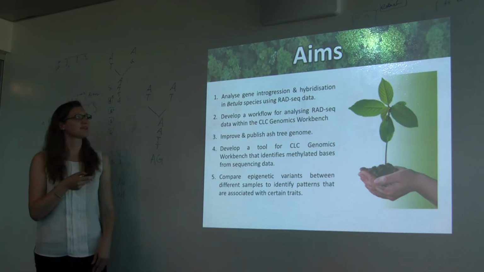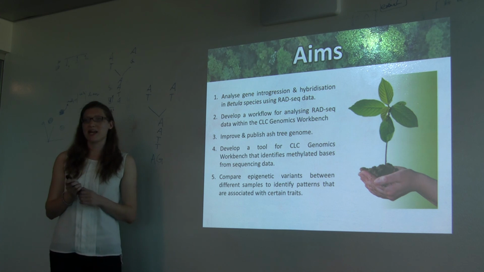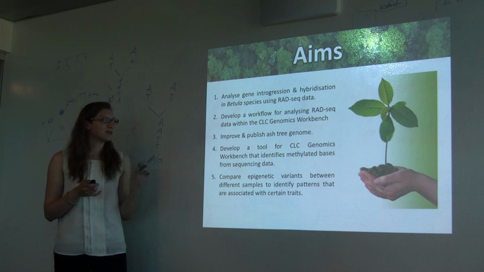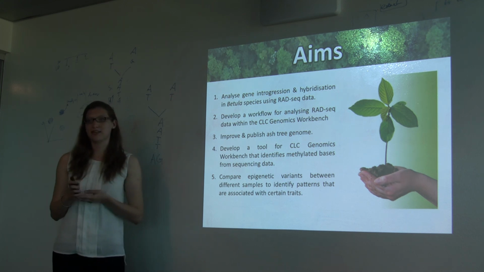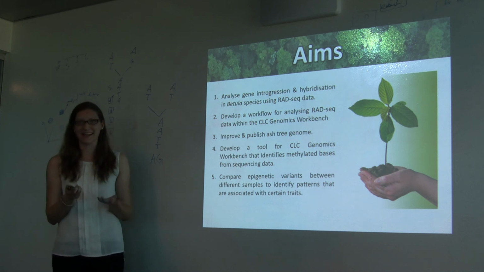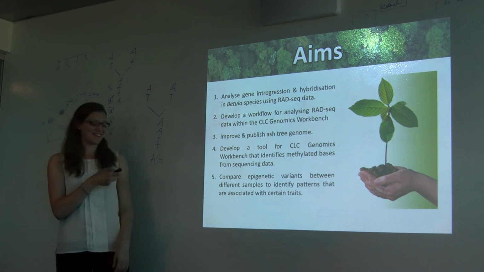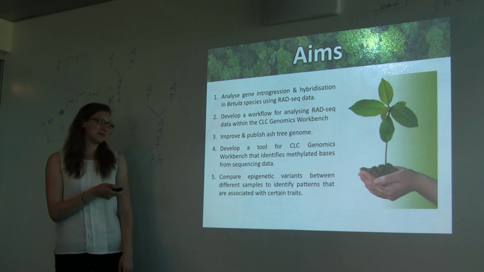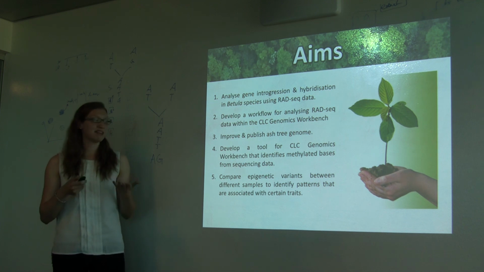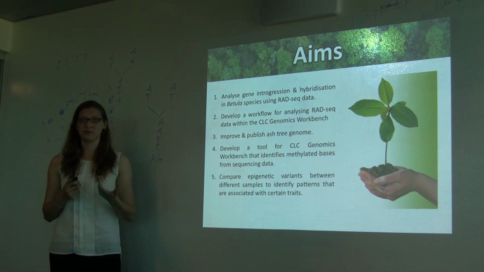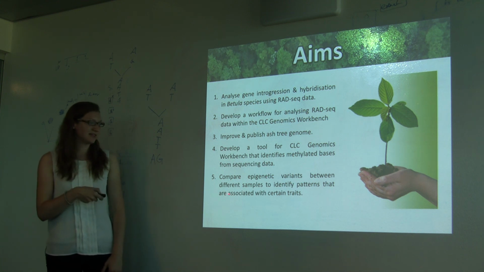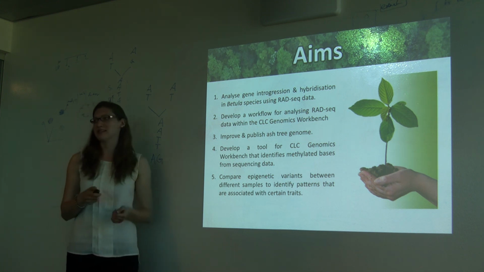So the overall aims: analysing gene introgression and hybridisation in the 2 birch species and the hybrids. And I also want to develop a workflow for analysing this type of data in the workbench, because it is possible, but it's not entirely clear in the workbench at the moment. Make an ash tree genome and publish that. Develop a tool in the genomics workbench for looking at methylation data. So, for example, bisulfite sequencing is the sequencing method for doing that. And then do this idea about looking at linked epigenetic variants as well.